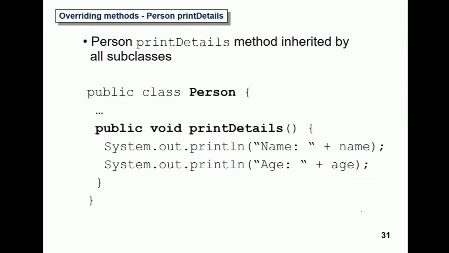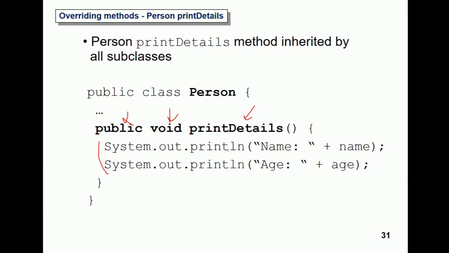So this is how you would create the print details method for the person class. In addition to the code that we saw previously, we add this code here. Void means nothing, basically. So you're returning nothing from this method. Your method is doing something, but it's not returning anything. Otherwise, there's no point in creating it. Its name is print details, and this is what it's doing.